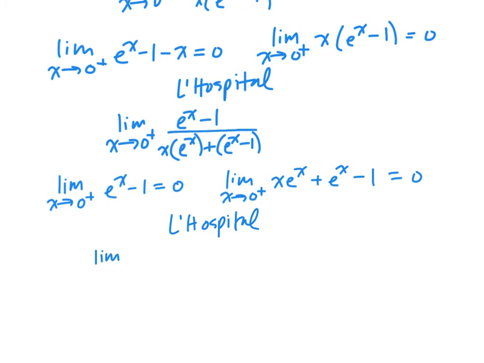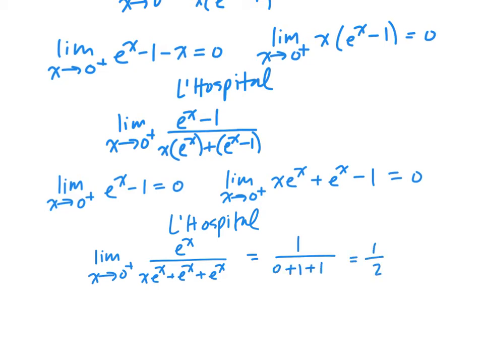Okay, limit as x goes to 0 plus, in the numerator you get e to the x. In the denominator you get x e to the x plus e to the x, that's the product rule, plus e to the x, and the derivative of minus 1 is 0. All right, plug in 0. We get 1 over 0 plus 1 plus 1, 1/2 again. So this limit is actually going to 1/2.